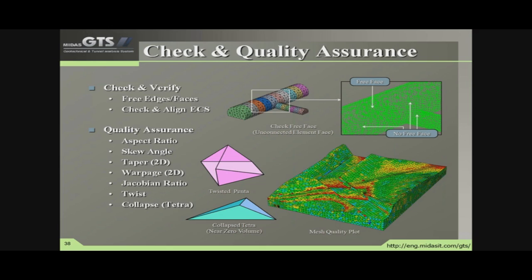Finally, after the meshing is done, you can check and verify the meshing. As we know, the finite element analysis results are only trustable when the meshing is proper. If you do improper meshing, then the results cannot be trusted. In Midas GTS, automated checking of meshing can be done. Here you can see that we have an option for check and verify, which checks the free edges or free faces. You can also align the element coordinate system. And as far as the quality assurance is concerned, the aspect ratio, the skew angle, etc. can be checked.